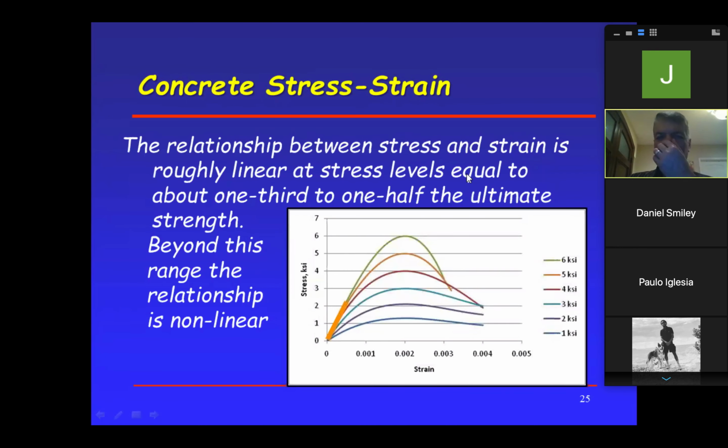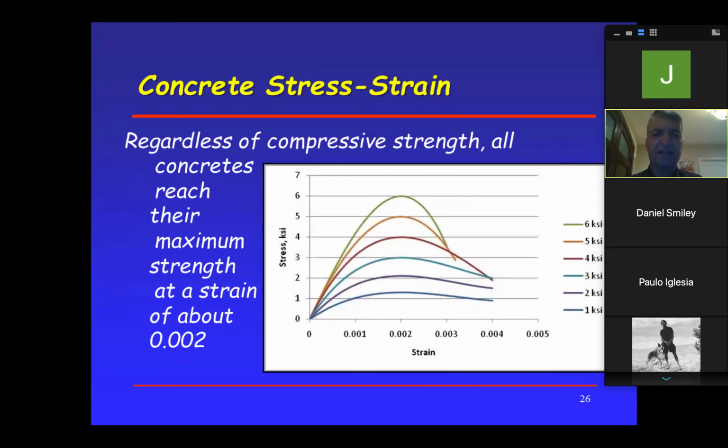Okay, we were here. It says the relation between stress and strain is roughly linear, I mean a straight line, up to 1/3 to 1/2 of the ultimate strength. The ultimate is right here. Beyond this point or this range, the relation is a nonlinear material. See that? It becomes nonlinear. Again, when we do derivations, we're going to come back here.